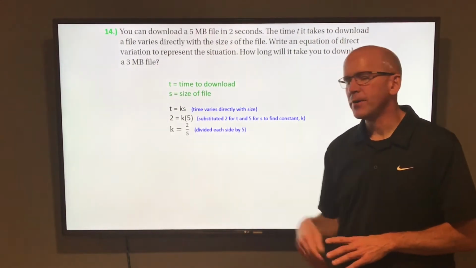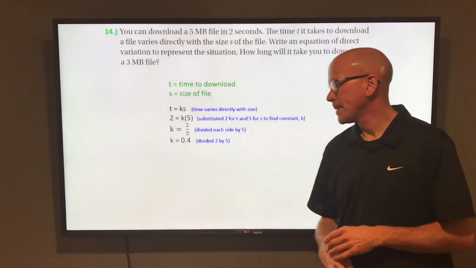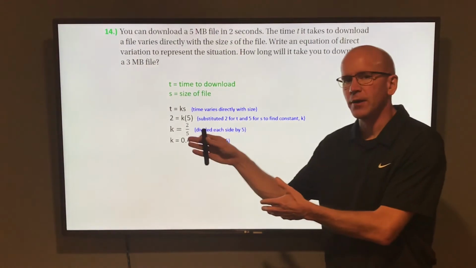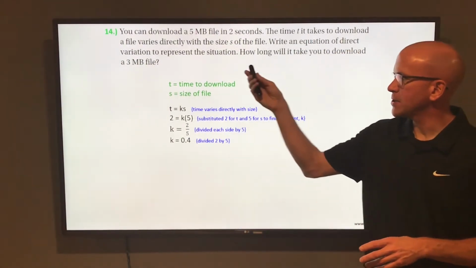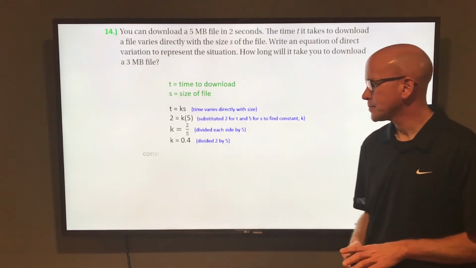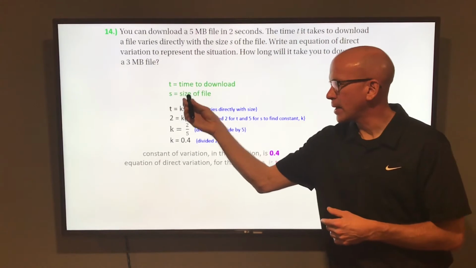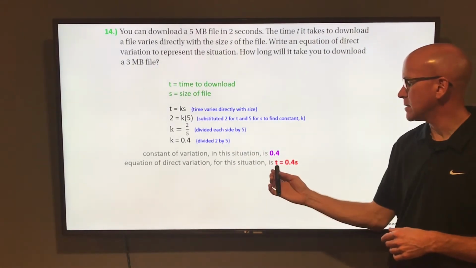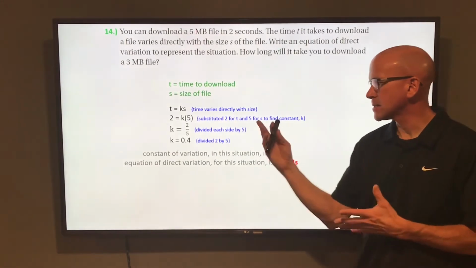K is equal to 2/5. If you want a decimal, you could change that to 0.4. So your constant of variation, you could say, is 2/5 or 0.4. To write an equation of direct variation that represents this situation, right there's your constant of variation. Time varies directly with size, so t is equal to 0.4s. That's your equation that represents this situation.